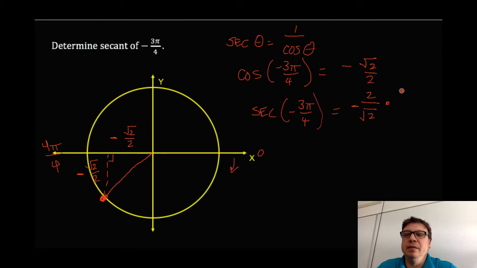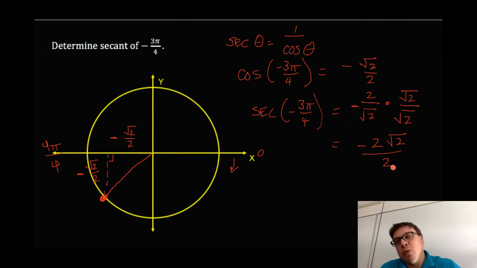Again, can't leave a square root in the denominator, so we have to rationalize. Now I get negative 2 square root of 2, all divided by 2. There's a lot of 2's in here. These two 2's divide out to be 1, and I end up with negative square root of 2. And that is the secant of negative 3 pi divided by 4.